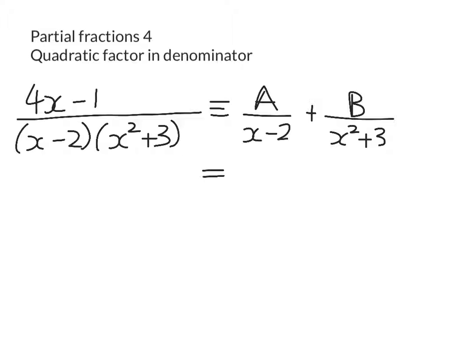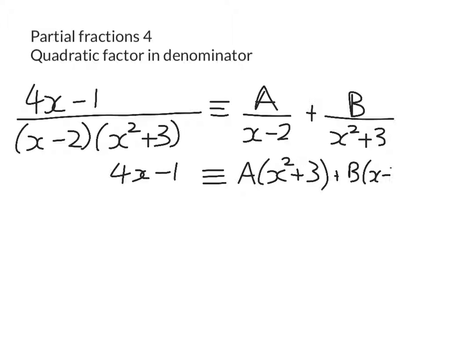Okay, well hopefully what you saw was that first, we're going to have 4x take away 1 equals A times x squared plus 3 plus B times x minus 2. So we have a problem because we've got this Ax squared here. A is not equal to 0 and we've got nothing to get rid of that. But over here we want to end up with 4x minus 1. So we need something to offset this thing here.